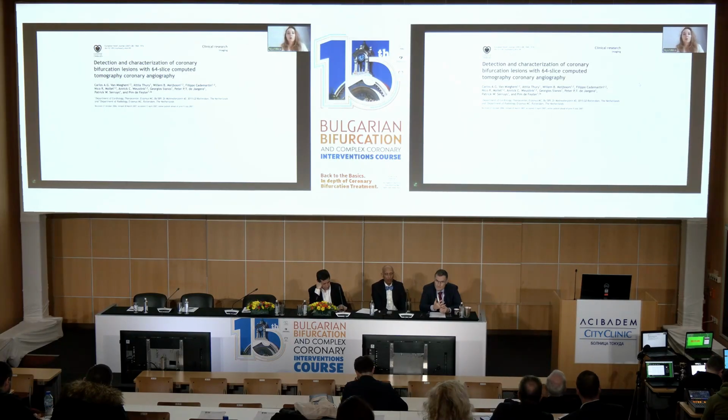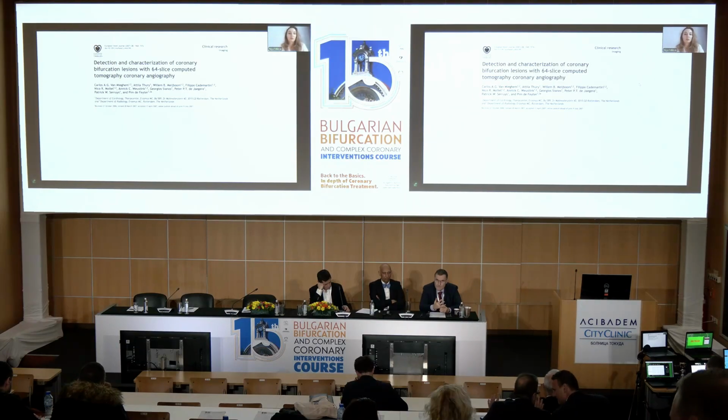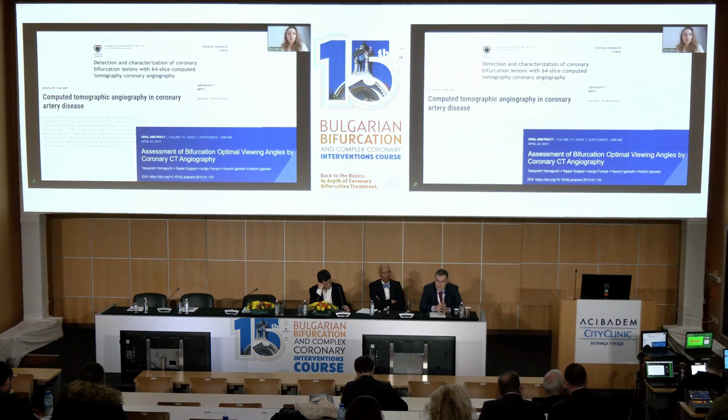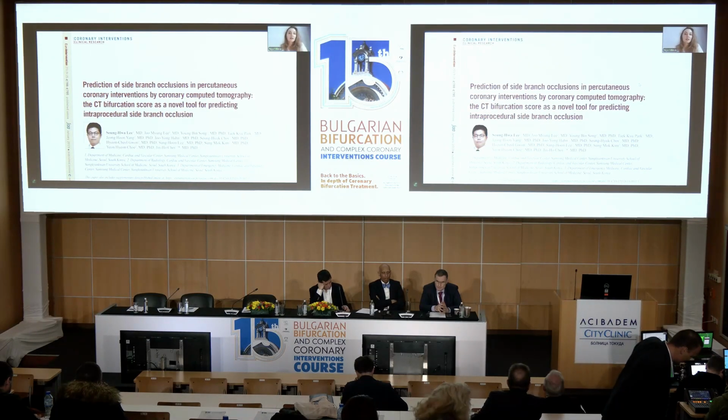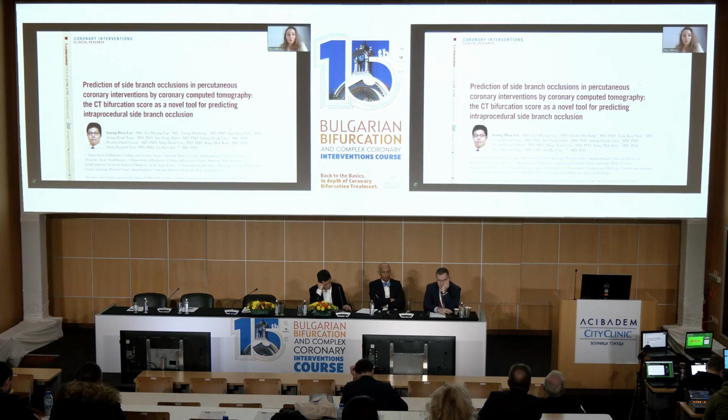As a consequence of all these benefits of CT, a lot of groups try to evaluate the benefits of CT specifically in bifurcation lesions, in these lesions that still have a lot of complications and not so good post-PCI results. So you see there are a lot of studies trying to see how can CT help. And this is a study from 6 years ago trying to develop a CT-based score for bifurcations to evaluate how much is the risk of intraprocedural side branch occlusion based on CT characteristics.